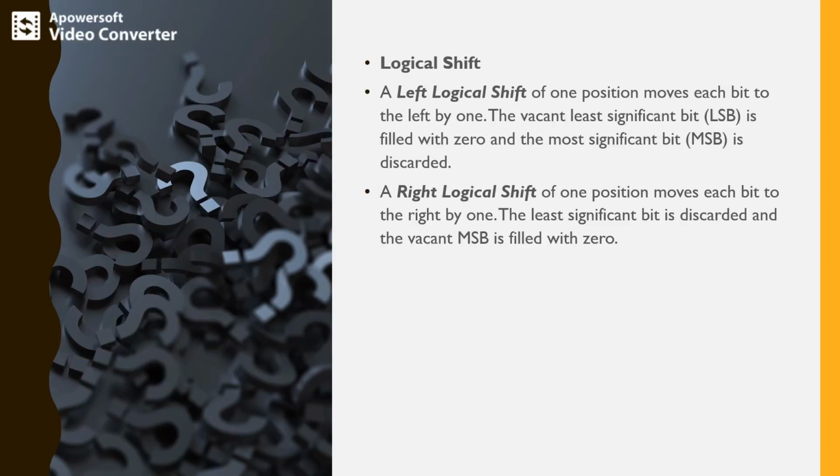Logical shift: a logical left shift of one position moves each bit to the left by 1. The vacant least significant bit, that is LSB, is filled with zeros. The most significant bit, MSB, is discarded. A right logical shift of one position moves each bit to the right by 1. The least significant bit is discarded and the vacant MSB is filled with 0.